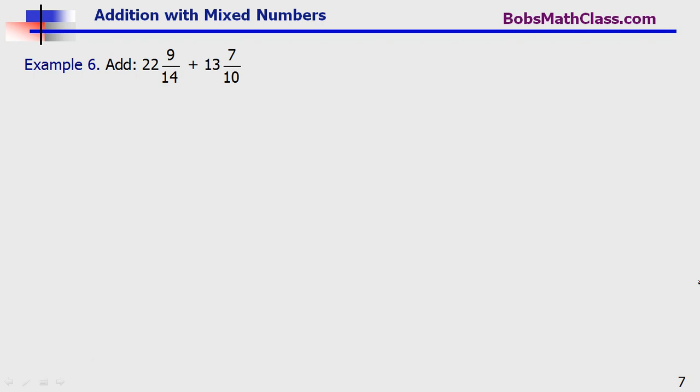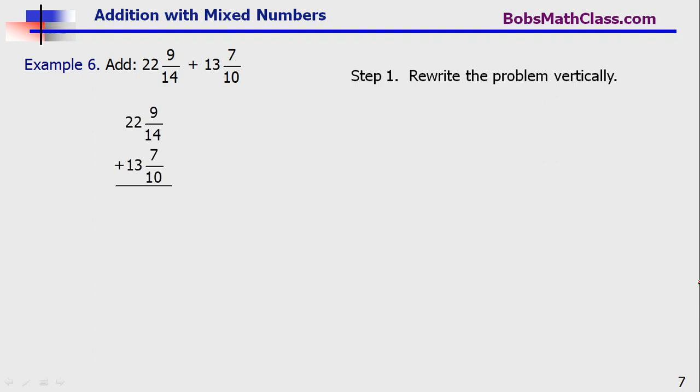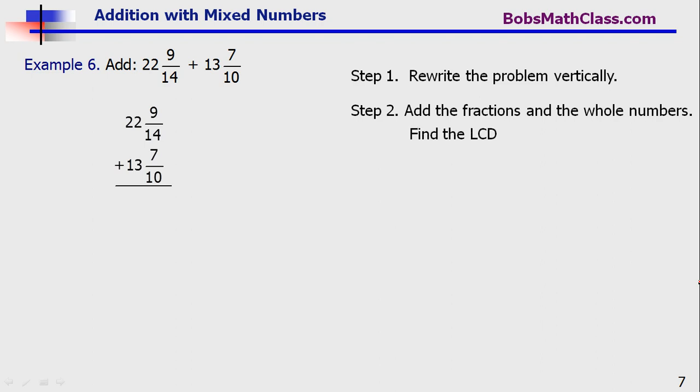Okay, here we go. Rewrite the problem vertically. We need to find the LCD for 14 and 10. So we're going to add the fractions and whole numbers. So 14 is 2 times 7. 10 is 2 times 5. So the LCD is going to have 1 two, 1 five, and 1 seven.